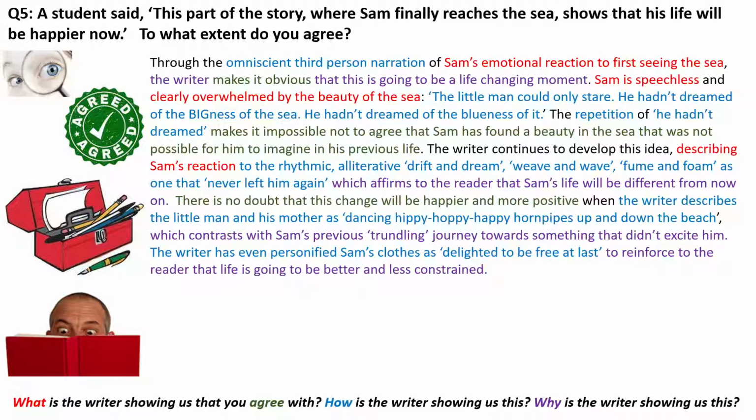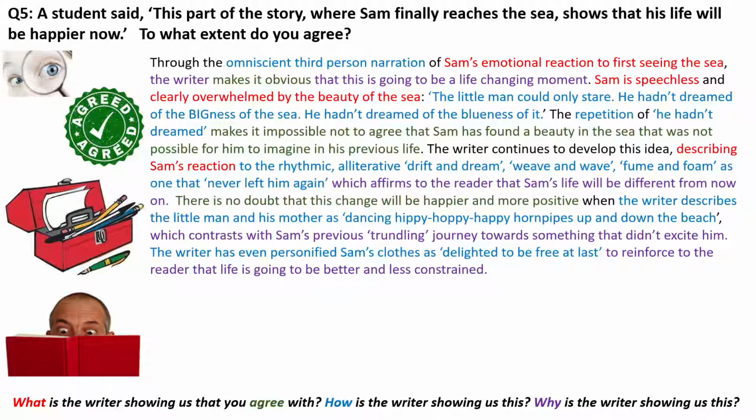The writer continues to develop this idea, describing Sam's reaction to the rhythmic, alliterative drift and dream, weave and wave, fume and foam as one that never left him again, which affirms to the reader that Sam's life will be different from now on. There is no doubt that this change will be happier and more positive when the writer describes the little man and his mother as dancing hippy hoppy happy hornpipes up and down the beach, which contrasts with Sam's previous trundling journey towards something that didn't excite him. The writer has even personified Sam's clothes as delighted to be free at last, to reinforce to the reader that life is going to be better and less constrained.